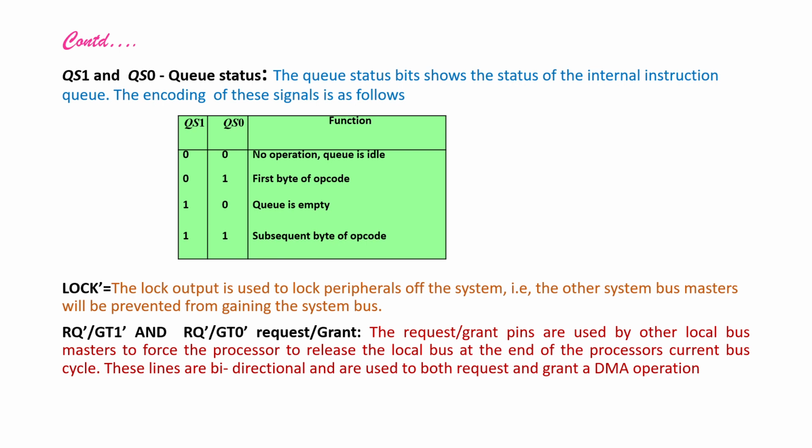Now RQ bar GT1 bar and RQ bar GT0 bar. RQ and GT stand for request and grant. These pins are used by the other local bus masters to force the processor to release the local bus at the end of the processor's current bus cycle. These lines are bidirectional and are used for both request and grant of the DMA operation. So this is all about the maximum mode pins.